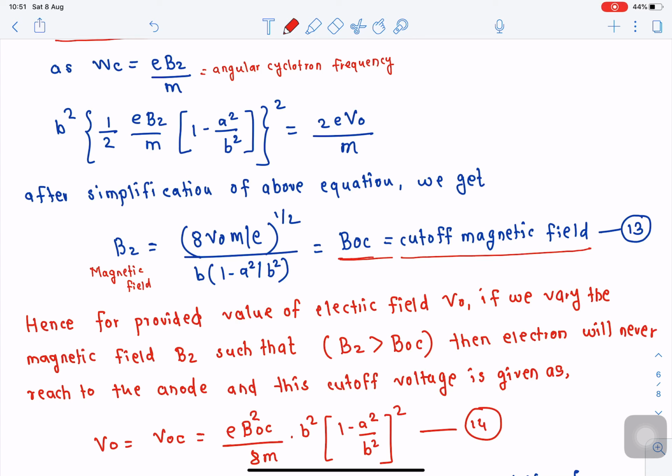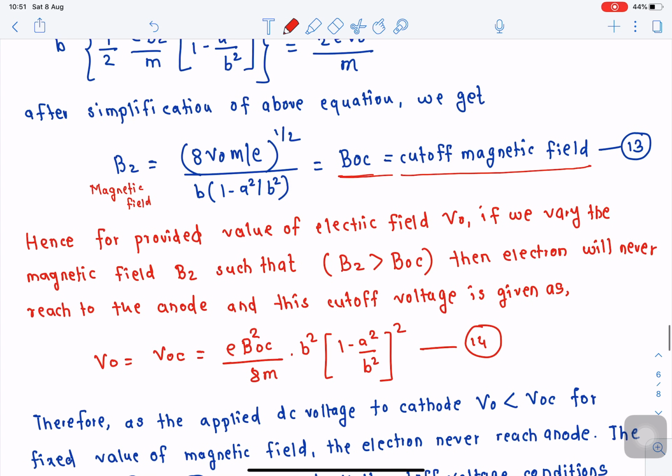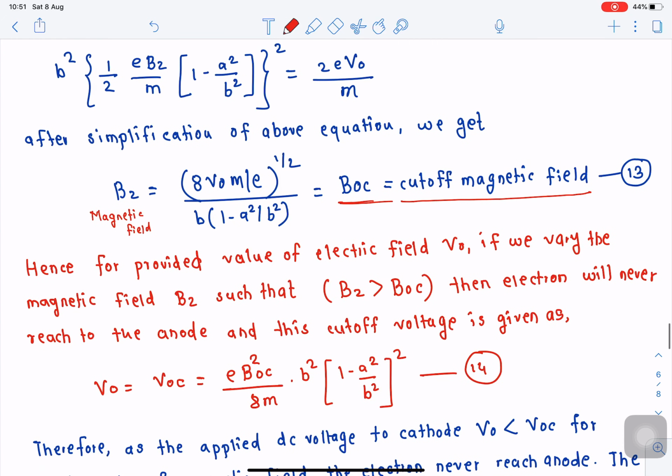So equation number 13 is very important and it tells us the significance of the cutoff magnetic voltage for the operation of the magnetron tube. Okay, so what it tells, hence, for the provided value of electric field. Now here the electric field is V0, please remember in this equation. Here I will write V0 is the electric field, right?